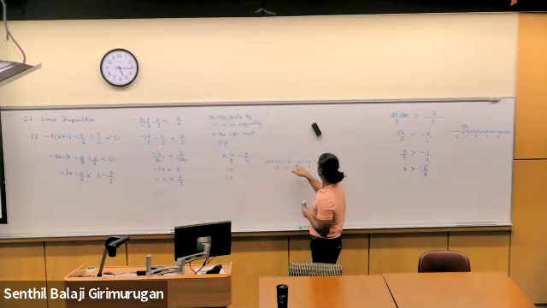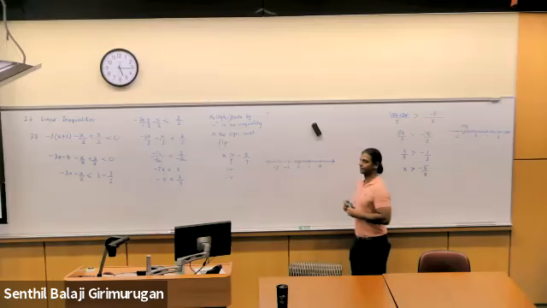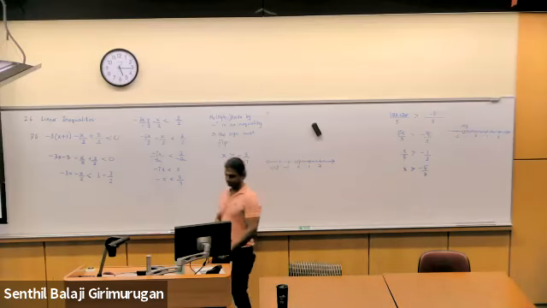-3/7 is somewhere over here. Open dot or closed dot? Good. Okay.